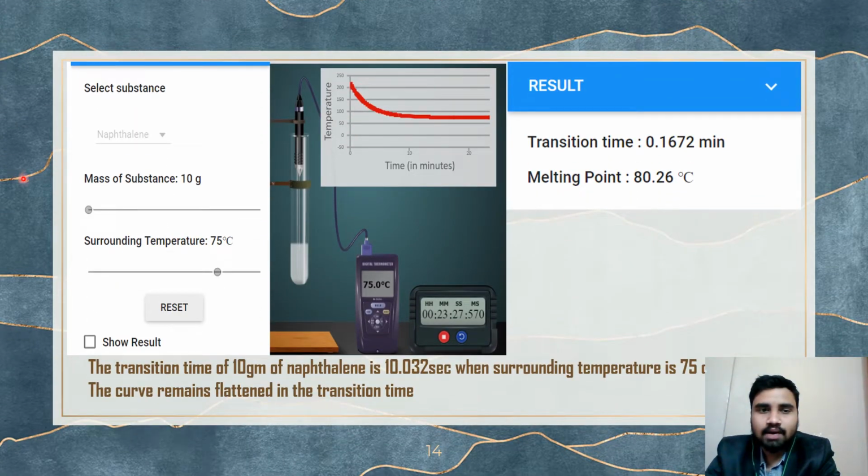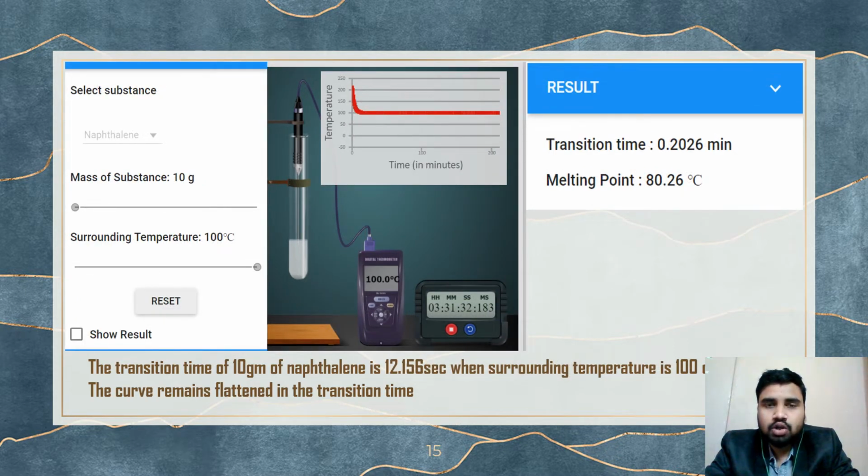During the fourth trial, we have kept the mass of substance constant as 10 grams and still increased the temperature of surroundings to 75 degrees centigrade. And we have found out that the transition time of 10 grams of naphthalene is 10.032 seconds when the surrounding temperature is 75 degrees. The curve remains flattened in the transition time, and I have found out that the curve remains flattened at this point.